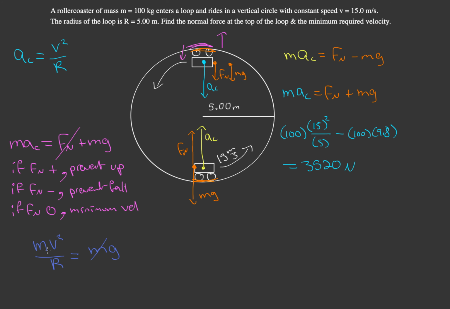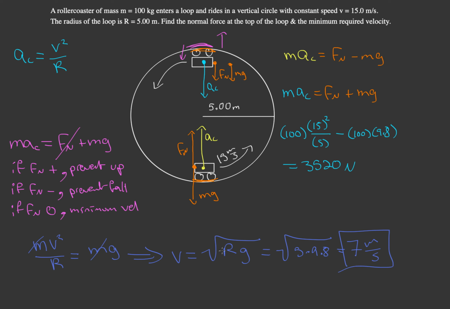Now, cancel out the mass, divide on both sides, multiply the r on this side, and take the square root. You will get v is equal to the positive square root, obviously, because we have a positive velocity, of radius times gravity. So if we plug that in, we get the square root of 5 times 9.8, and we get 7 meters per second. So that's the minimum required velocity to keep us going.